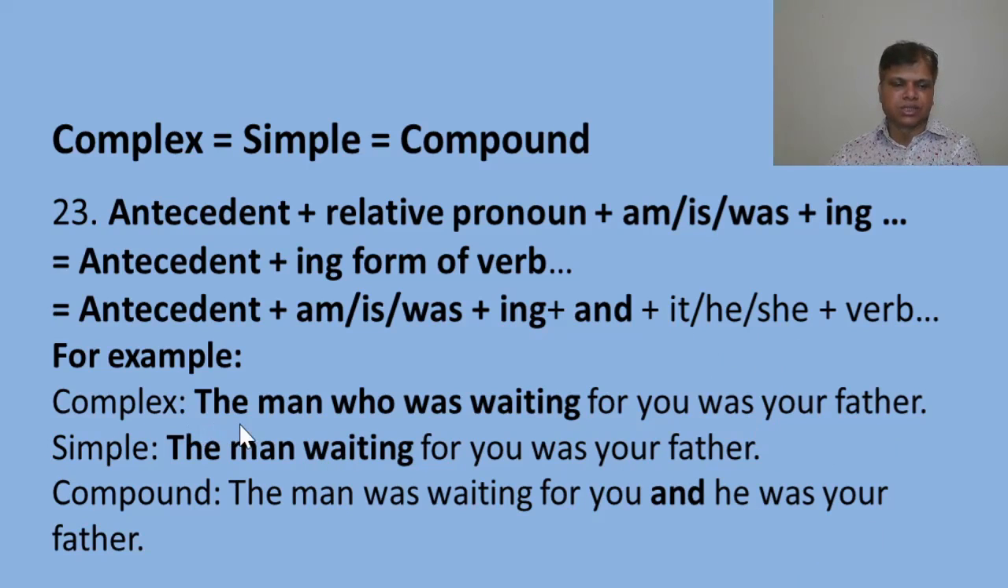So look at the complex sentence: The man who was waiting for you was your father. Simple will be: The man waiting for you was your father. Compound will be: The man was waiting for you and he was your father.